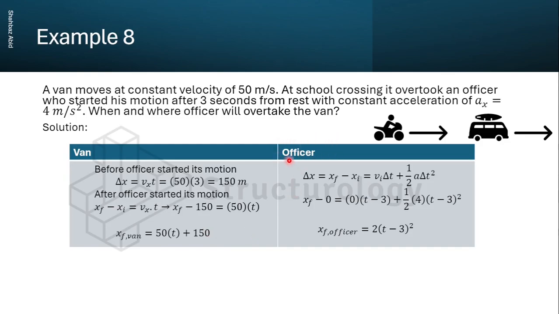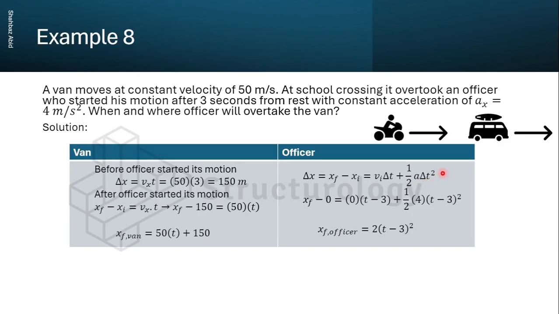For the officer, it started from rest and the acceleration was constant, which was equal to 4 meters per second squared. And we have to consider displacement in the equation of motion. So a suitable equation of motion is delta x, which is final position minus initial position, is equal to initial velocity times delta t plus half times a times delta t squared.